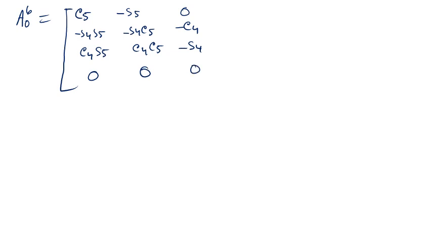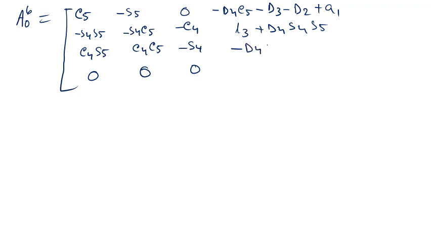And the last column would be minus D4, C5, minus D3, minus D2 plus A1, and then L3 plus D4, S4, S5, minus D4, C4, S5 plus L2, and then 1.